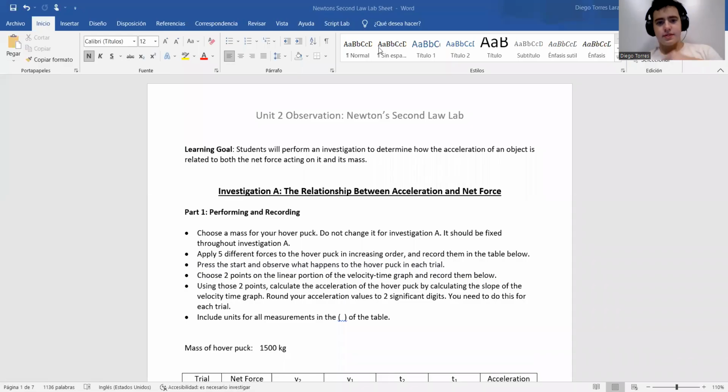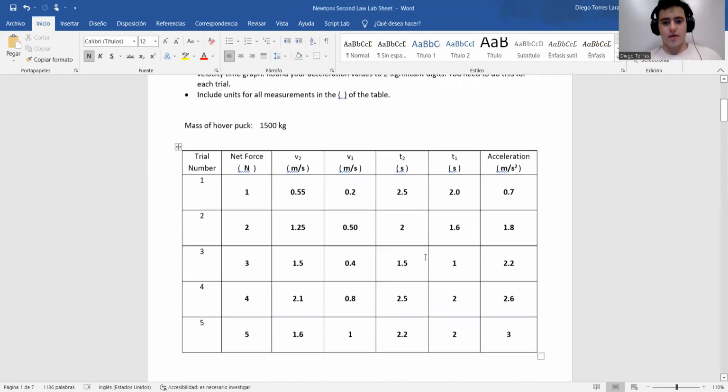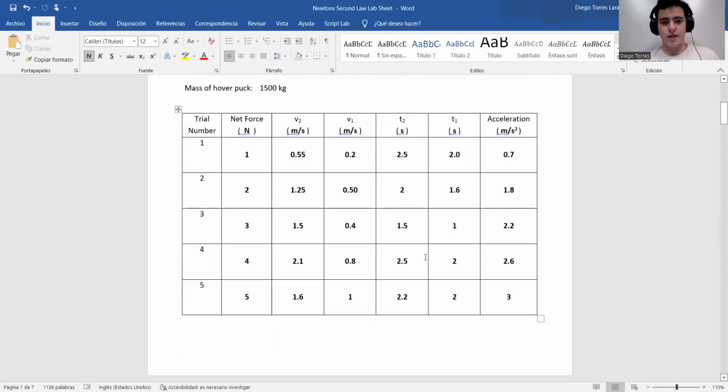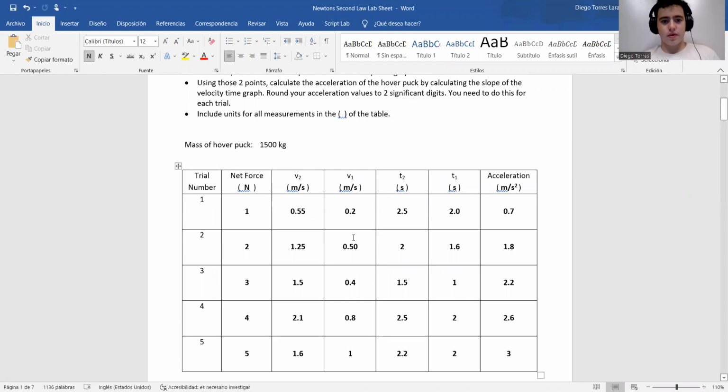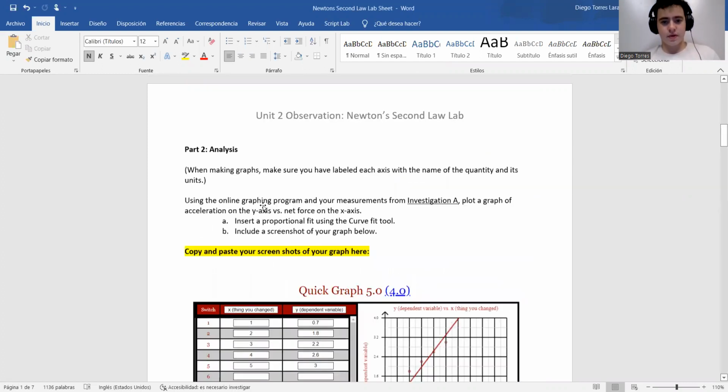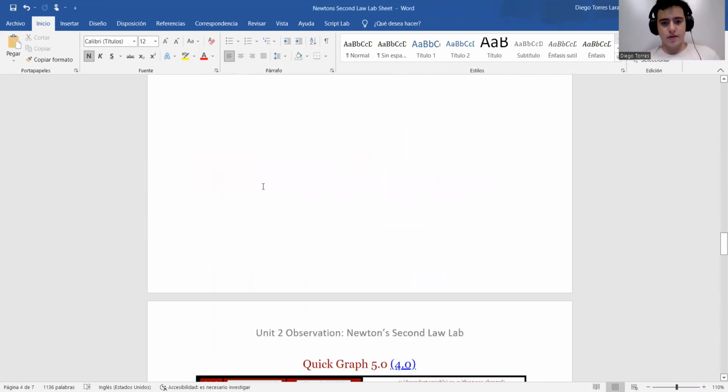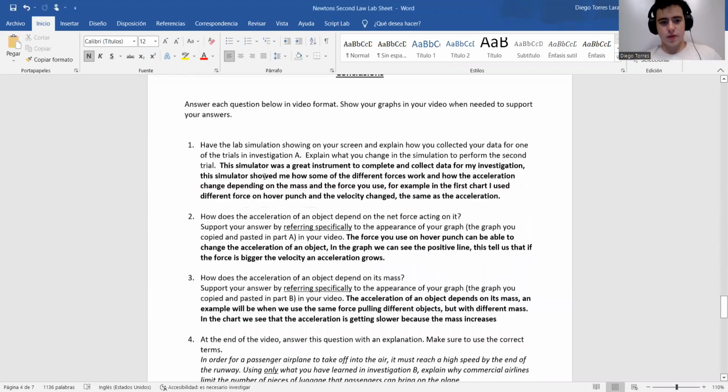Good afternoon. This is the Unit 2 observation, Newton's second law lab. As we can see, here we have the first chart, where we put the same mass and change the net force. The questions for this graph were two questions.